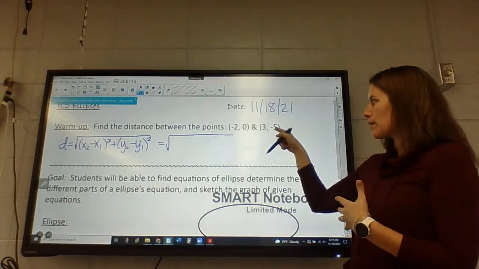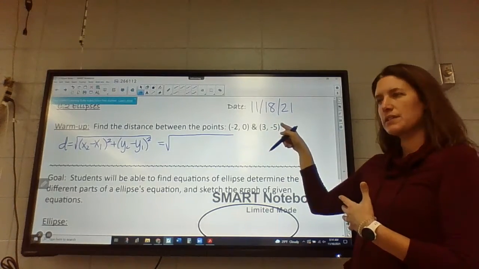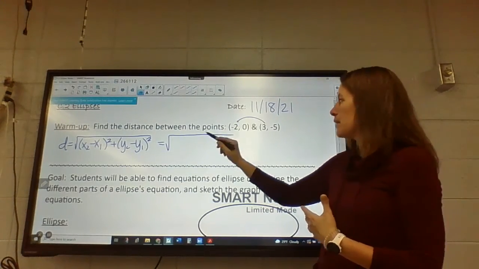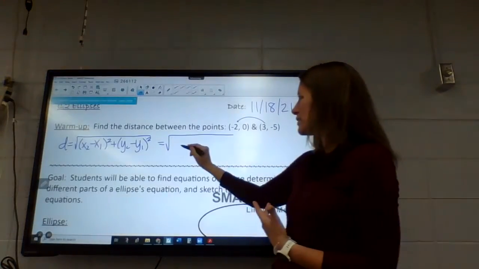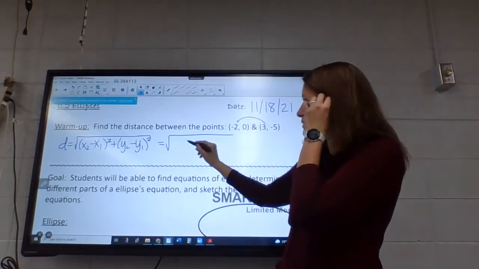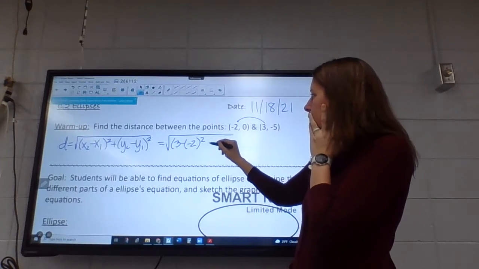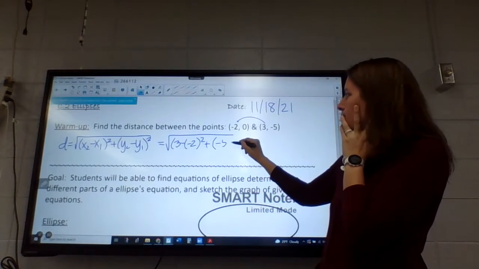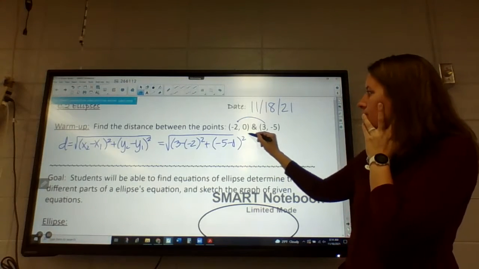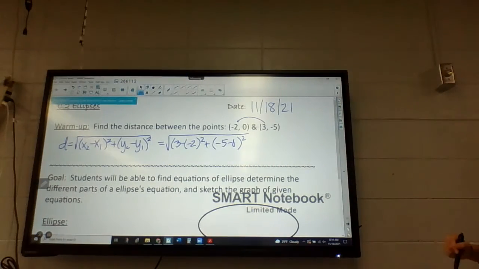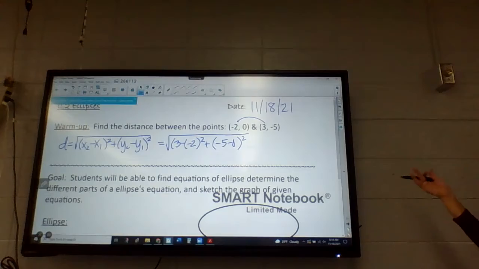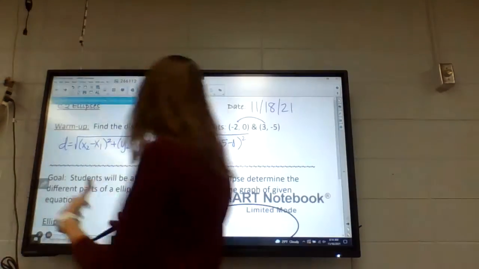If I subtract 3 minus -2, then I have to go the same way here. But if you went -2 minus 3, you should get the same outcome in the end. So we actually end up with 5 squared and 5 squared, or -5 squared, so we end up with 25 and 25, I believe.